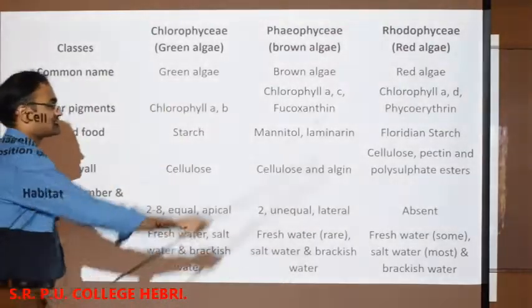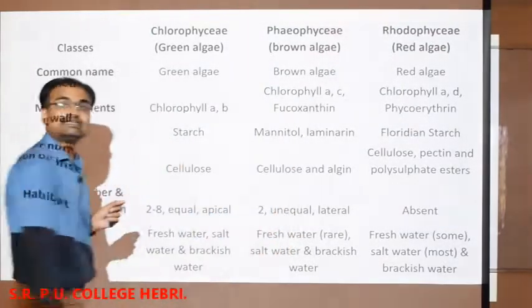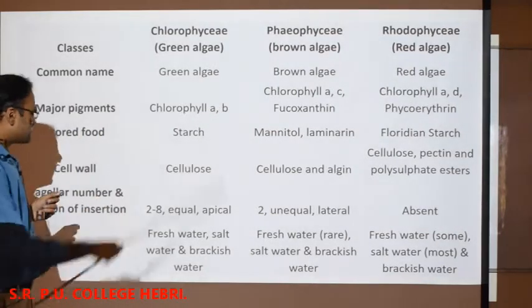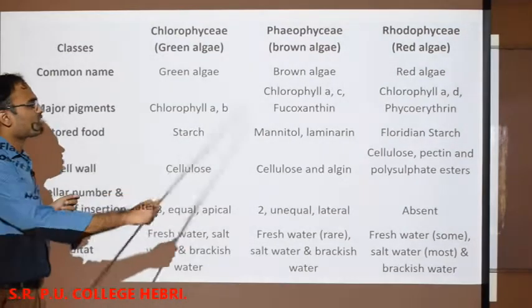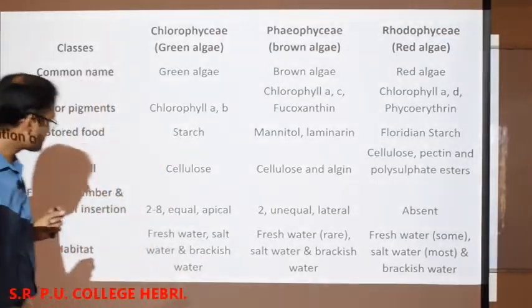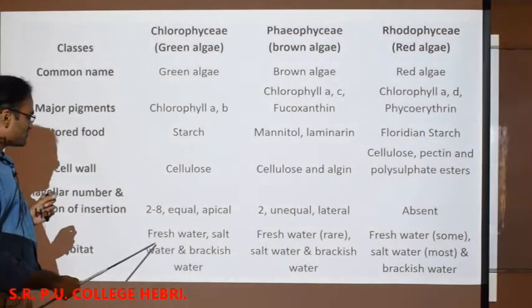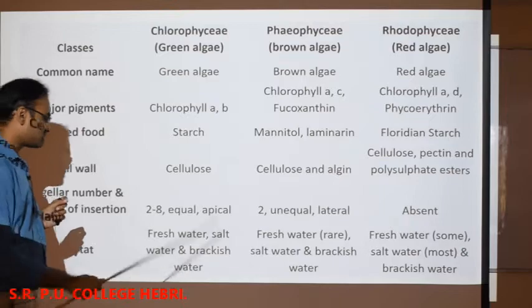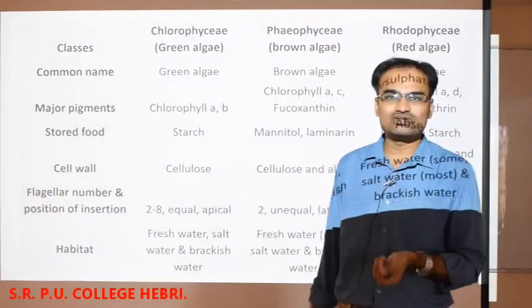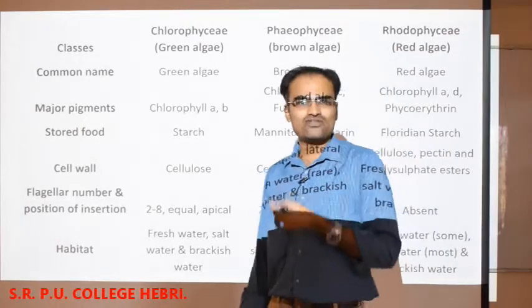Flagella is absent in case of red algae. Okay. Next one, the habitat, where they commonly grow. The habitat is more or less aquatic for all these three classes of algae, but in case of Chlorophyceae they may be fresh water, salt water, as well as sometimes brackish water. Brackish water means the stagnant water, the static water which is not flowing.